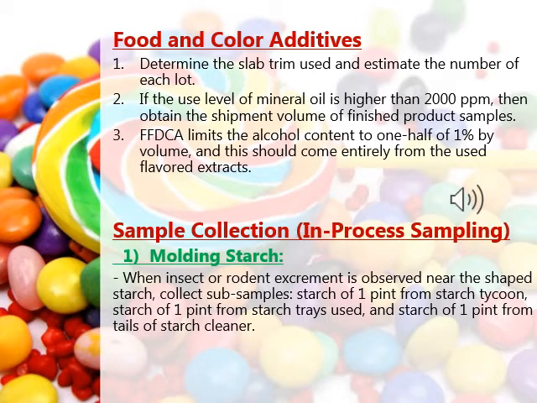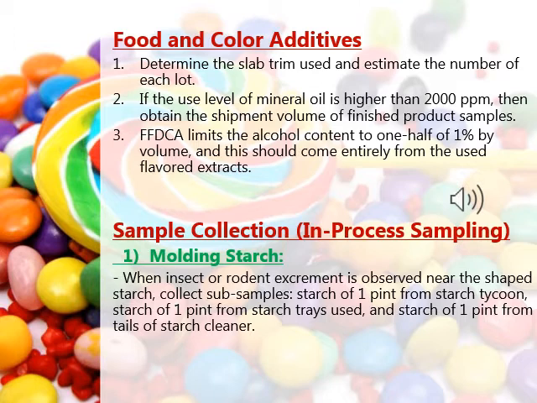Food and color additives. First, determine the slab trim used and estimate the number of each lot. Second, if the used level of mineral oil is higher than 2000 ppm, then obtain the shipment volume of finished product samples. 3. FFDCA limits the alcohol content to 1/2 of 1% by volume, and this should come entirely from the flavored extracts used. In the case of in-process sample collection, first, molding starch.